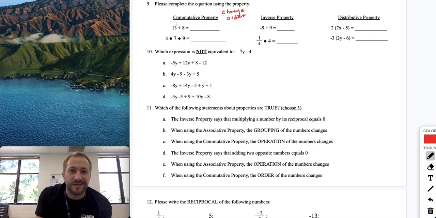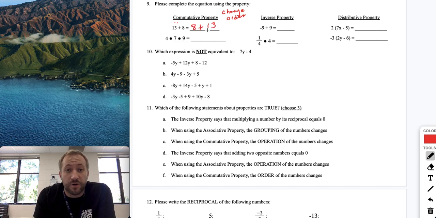Commutative starts with a C and an O. I always think of it as change the order. Change the order of the numbers. So 13 plus 8, if all I'm doing is changing the order of those numbers, I'm going to do 8 plus 13. Because we can put numbers in any order and still get the same answer when we add them. 13 plus 8 is 21. 8 plus 13, also 21. We can add in any order, and that's because of this property.